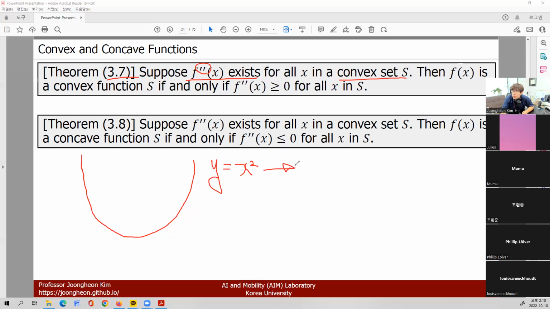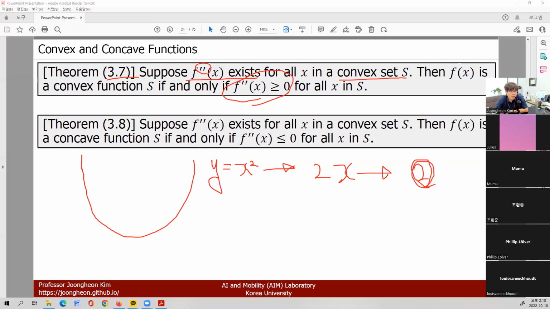Then please do the first order derivation. Then it becomes 2x, right? Then please do one more time the derivation. Then you have to calculate the second order derivation. It becomes 2, right? This is the result of the second order derivation. Then this is a positive value. This is always a positive value when the given function is convex. That's why the second order derivation is always positive or zero, right?